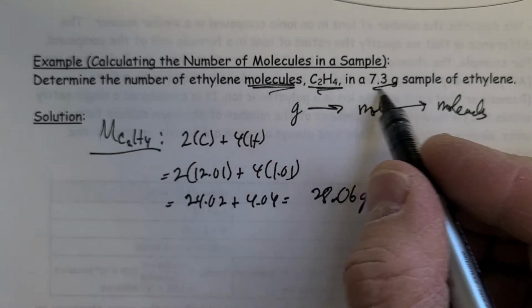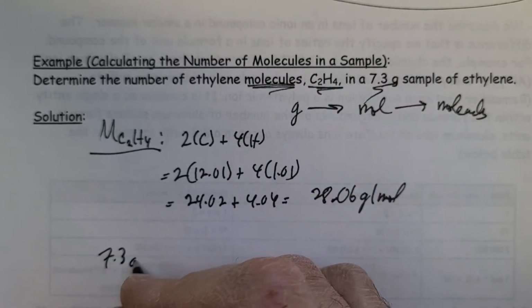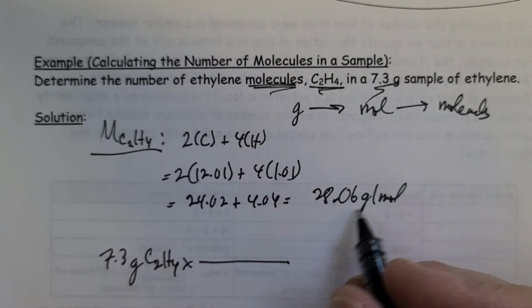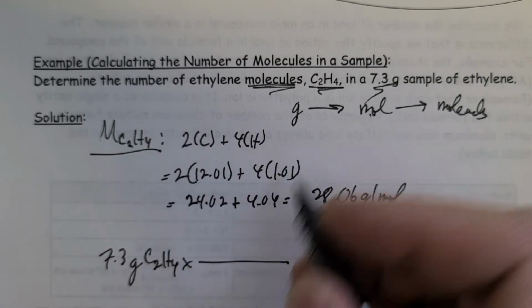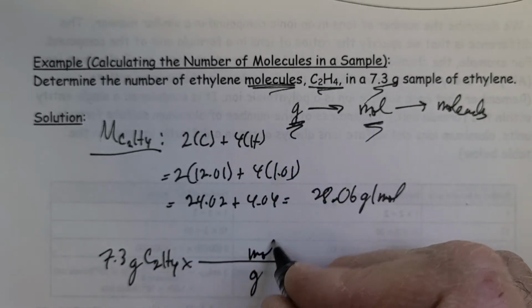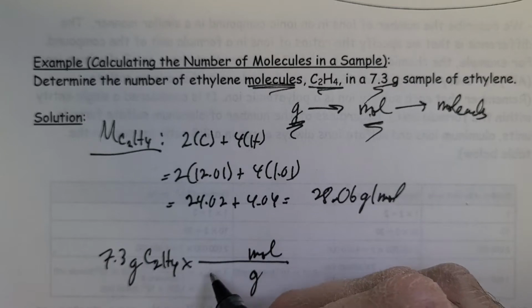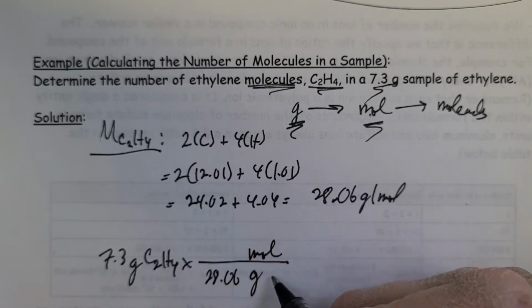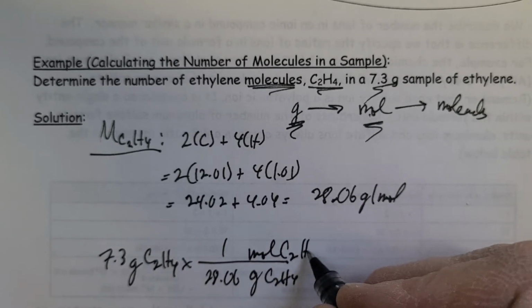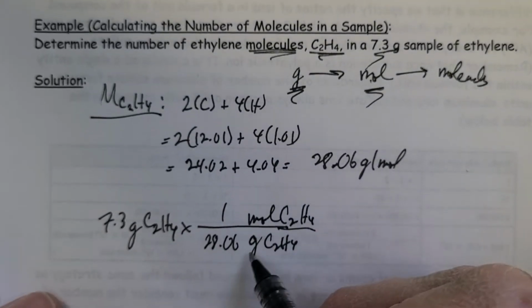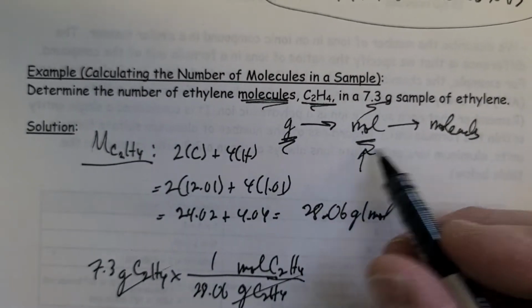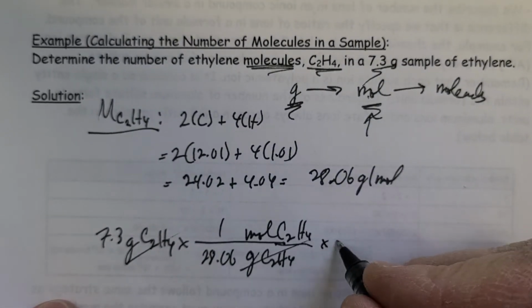So starting off with what we're given, 7.3 grams of C2H4. And yes, we're going to go from grams to moles, which means grams on the bottom, moles on top. So we have 28.06 grams of C2H4 represents 1 mole of C2H4. So if we stopped right now, we would be here at moles. But of course, we have to do one more step.